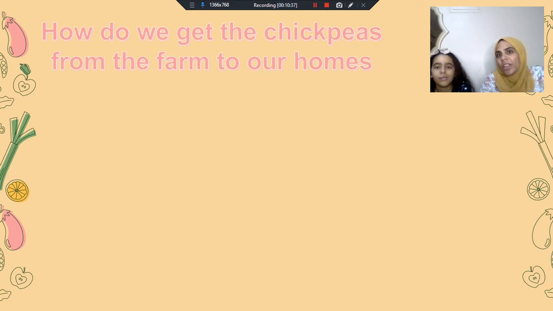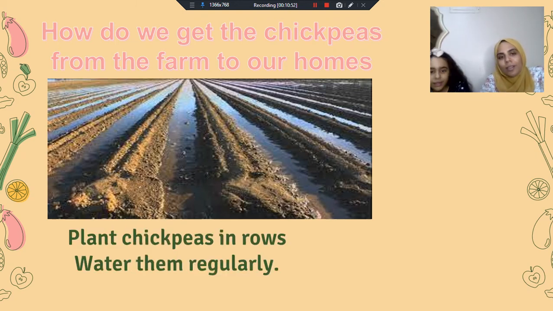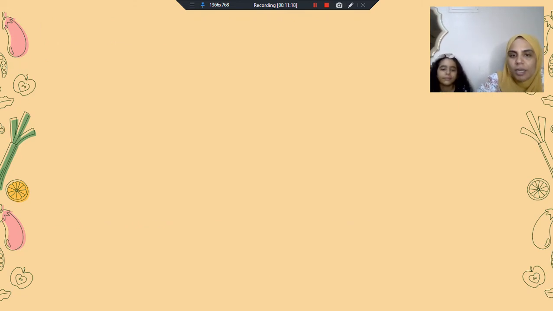Now, let's see how we get the chickpeas from the farm to our homes. Let's see the first one. As you see in this picture, we plant them and we water them. We plant the chickpeas in rows. So the first row, second row, the third row. Then we water them regularly. What does regularly mean? Perfect, and you don't skip any time. Yes, at the same time.